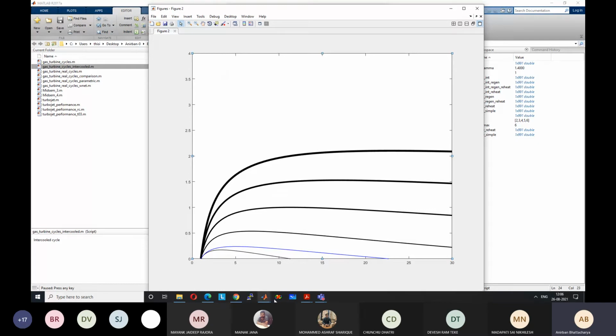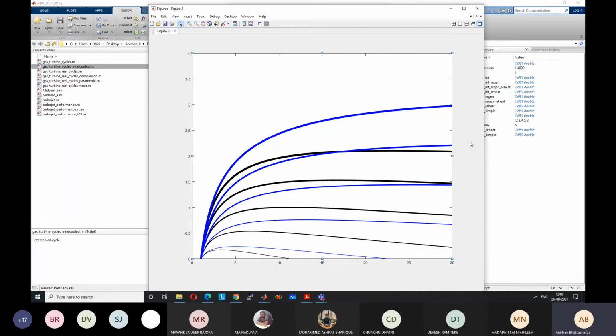Okay. So this is with reheating, and we know that with reheating we get very high work output. So T equal to 2, then T equal to 3, thicker blue line, even thicker blue line, T equal to 4, T equal to 5, and T equal to 6. Very large work output as compared to simple Brayton.